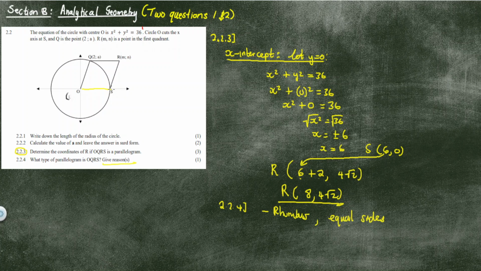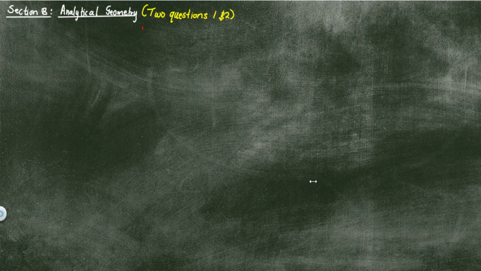This OS is a radius. This OQ is a radius. And then we know from our properties of a parallelogram that opposite sides are equal. So since these are equal, in fact, all these sides are equal. And in a rhombus, all the sides are equal. Okay? That's 2.2. Done.